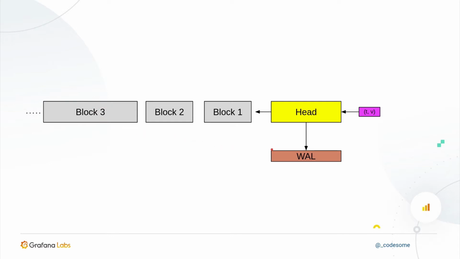So the main focus of this work is going to be the head block and the write-ahead log, because the memory optimizations and the restart are all linked to this particular section. So let's zoom a little bit into this and understand in depth the life cycle of a sample.